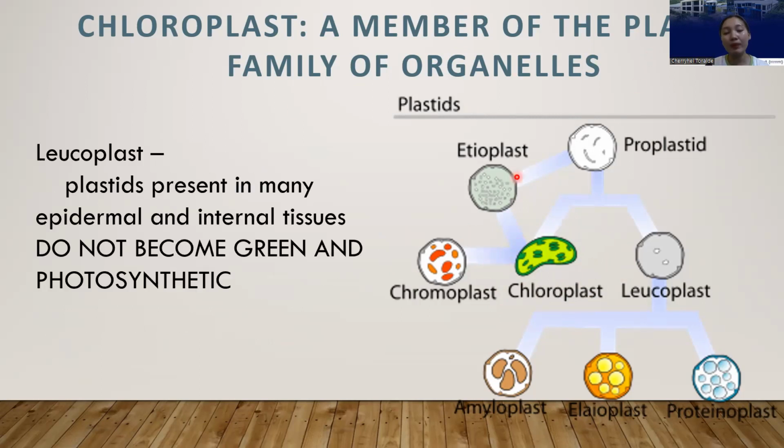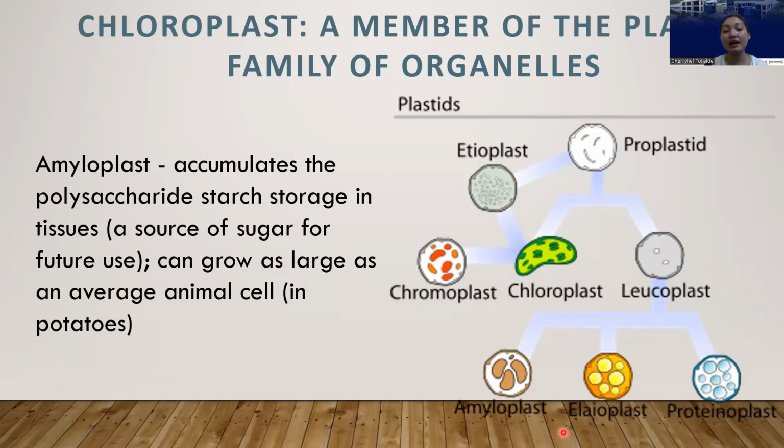Okay. What about leucoplasts? If the chromoplast and the chloroplasts have pigments, the leucoplasts have different functions. They are found in epidermal and internal tissues of the plant, and they do not become green and photosynthetic. Instead, they house or store different kinds of molecules, like for example the amyloplast, which we have observed in the potato cells. These amyloplasts accumulate starch inside of it. How about eleoplast? The eleoplast stores esters, or ethers? Esters, I think. And then the proteinoplast, of course, they store proteins.